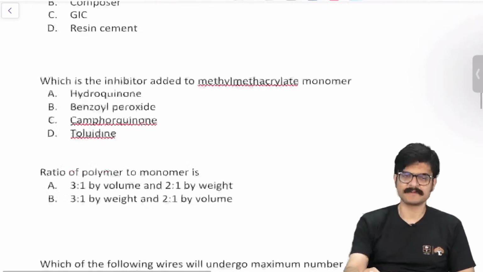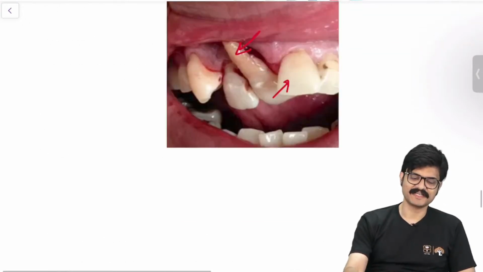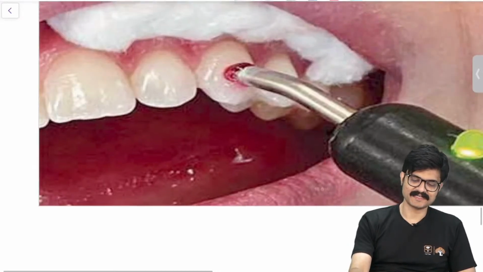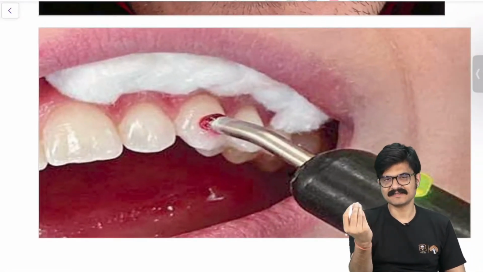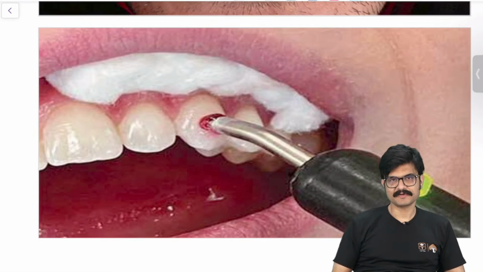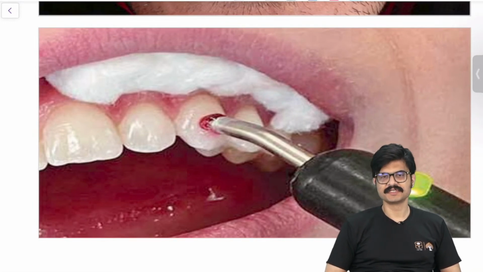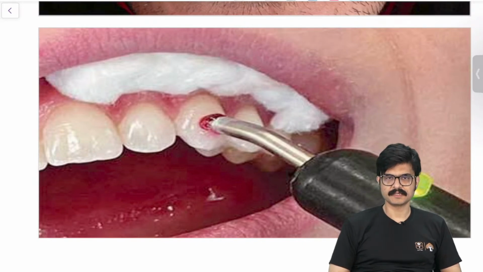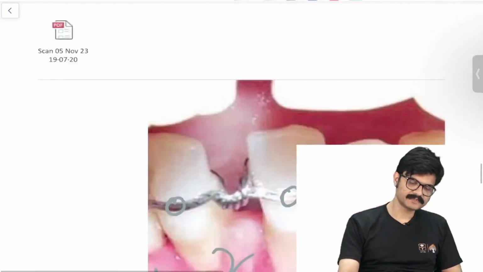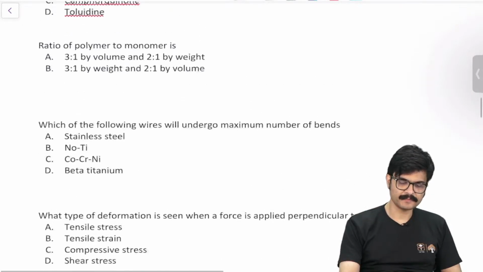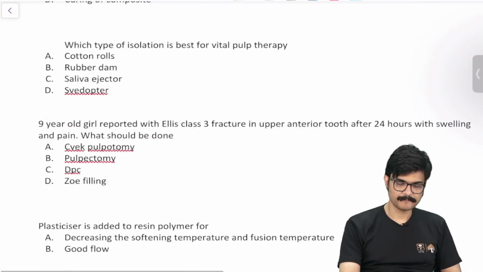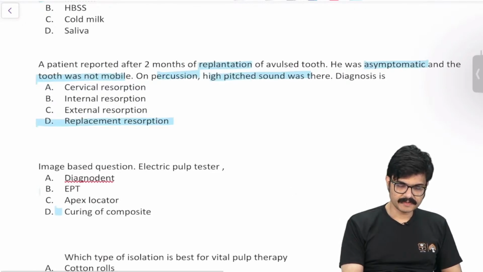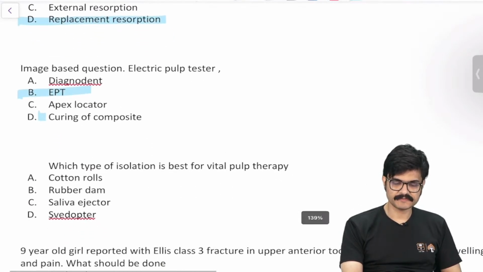Image-based question for the electric pulp tester. This question actually came in your May INI also, so we did that during that time too. A pinkish-reddish colored electrolyte was shown in the image. This is the electrode of your electric pulp tester, and no doubt the electric pulp tester is the plain and simple answer, friends. So the electric pulp tester is your answer.